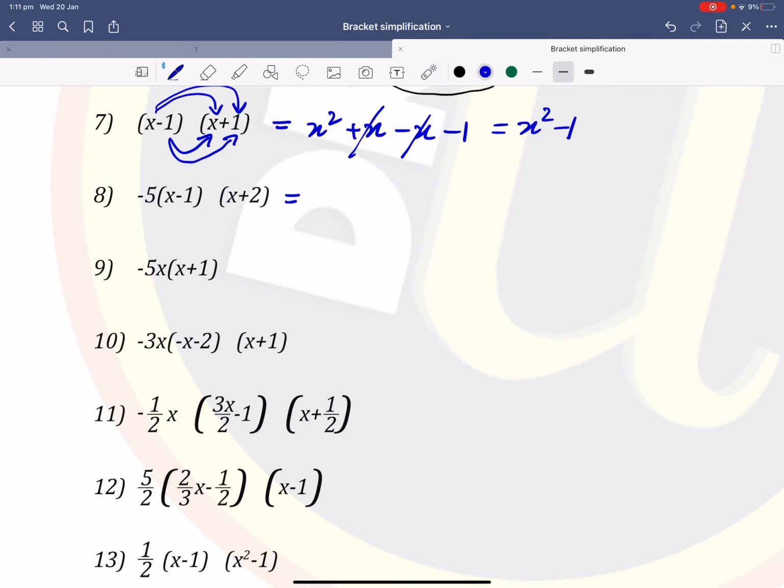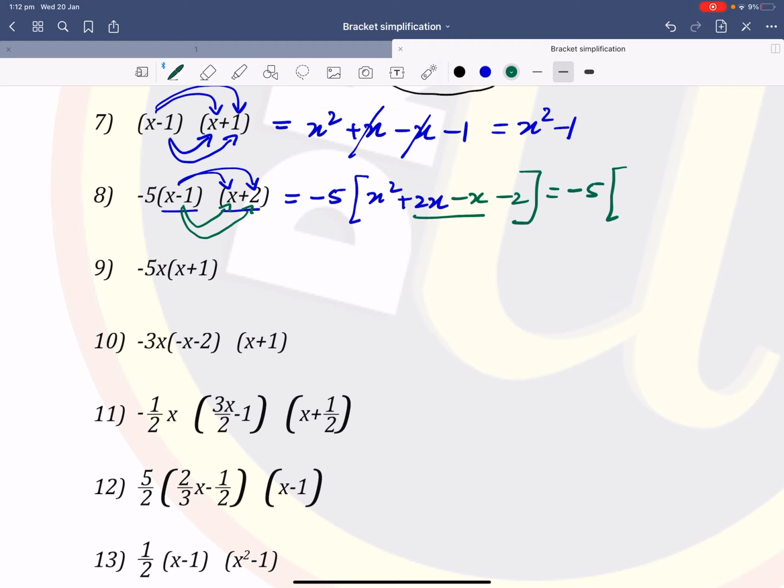Now here, firstly, I will simplify these two brackets. So I will keep minus 5 outside. X with x is going to be x squared. Then x with 2 is going to be 2x. And then minus 1 with x is going to be minus x. And then minus 1 with plus 2 is going to be minus 2. So once you do that, you get minus 5. You can simplify these two. It's going to be minus x squared plus x minus 2 here.